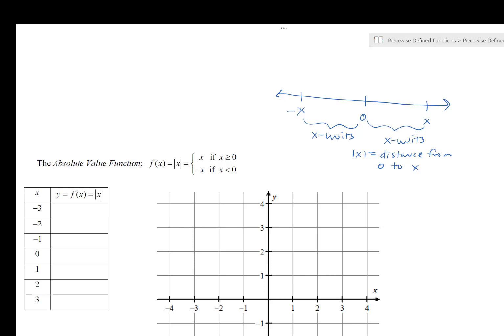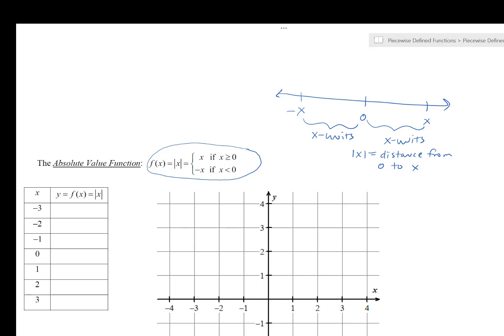In other words, distance units can't be negative, so we define the output of an absolute value of something to always be positive. You can see already on the screen that we have the absolute value function given to us as a rule, and that is this rule right here. So we're going to have to think about what this rule means. But before we do, we can go ahead and just plot the function.